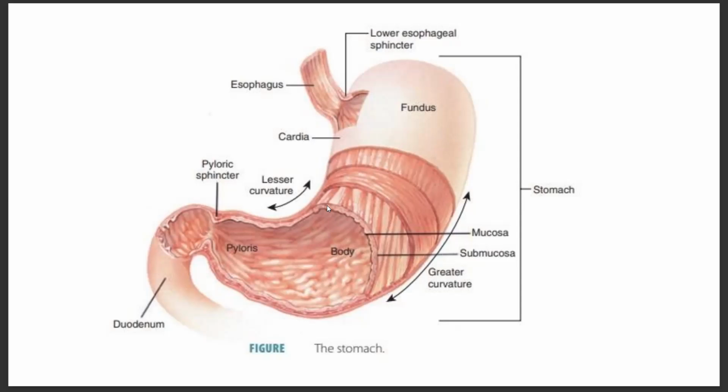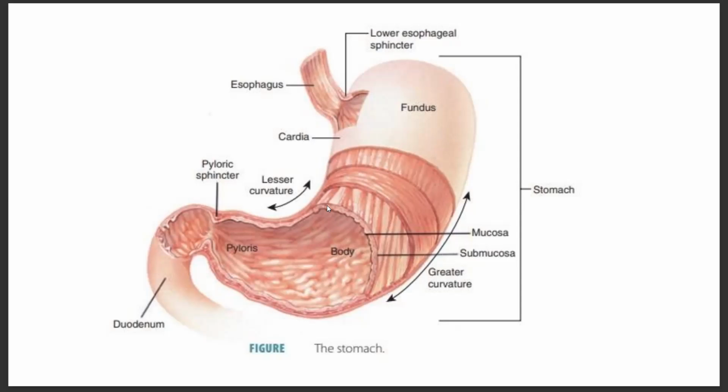This is the distal part of the stomach, which connects with the small intestine, right? The point where the stomach connects with the small intestine at the distal end is called the pyloric sphincter. These sphincters are made up of circular smooth muscles, and they help to regulate the passage of materials between the organs. And in the upper part, we can find the cardiac sphincter.